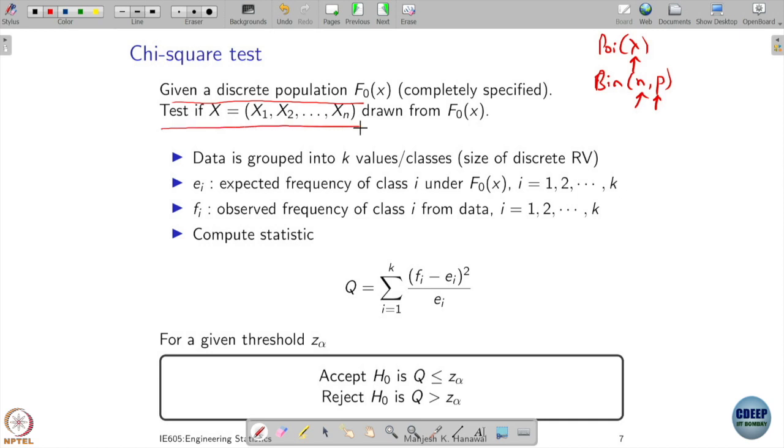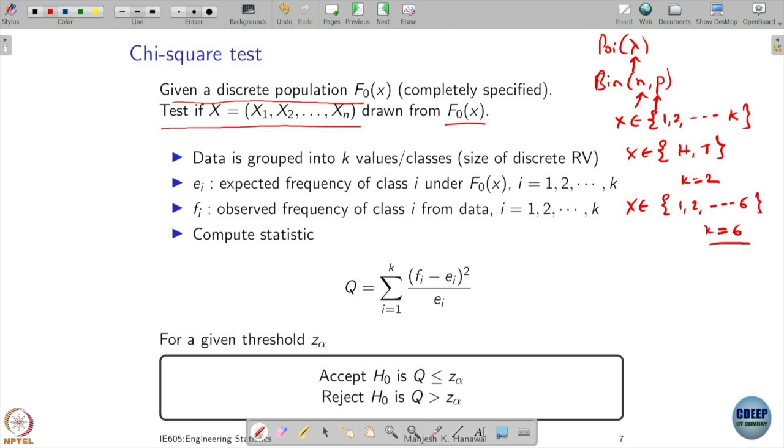In this case, if I am given data, I want to check whether it follows this CDF. How am I going to do that? To do this, I am going to group my data into k classes. What are these k classes? For example, let's say my random variable x takes values 1, 2, up to k. Then there are k classes. Or my random variable may just take the values head or tail. In this case, my k is 2, and these are the two classes. Similarly, if it is a dice, you obviously have 6 faces, so my k is going to be 6.